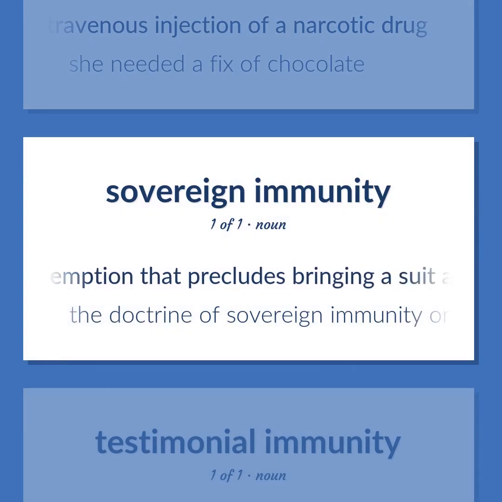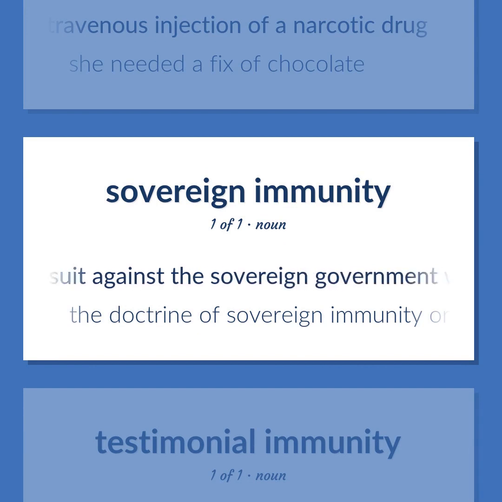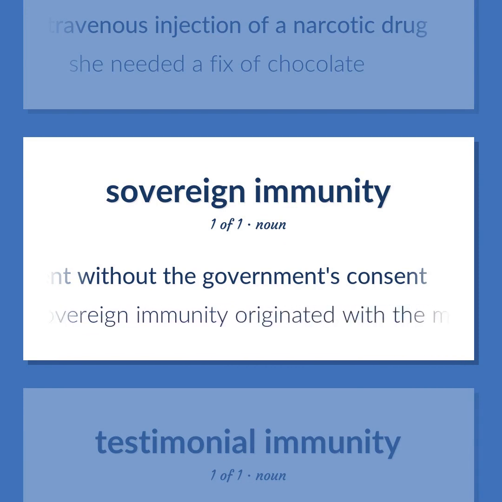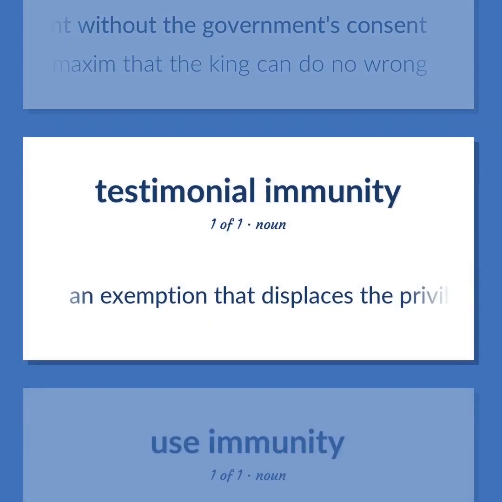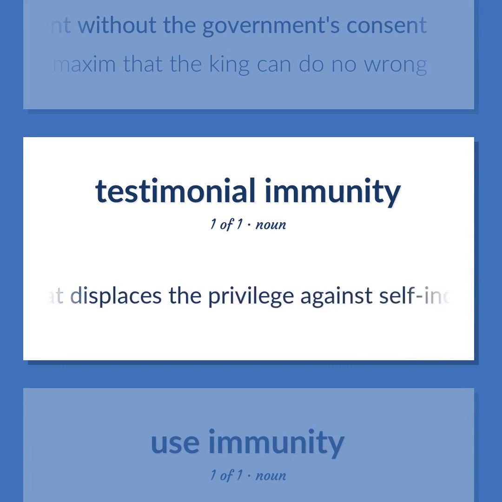An exemption that precludes bringing a suit against the sovereign government without the government's consent. The doctrine of sovereign immunity originated with the maxim that the king can do no wrong. An exemption that displaces the privilege against self-incrimination. Neither compelled testimony or any fruits of it can be used against the witness, who therefore can no longer fear self-incrimination.